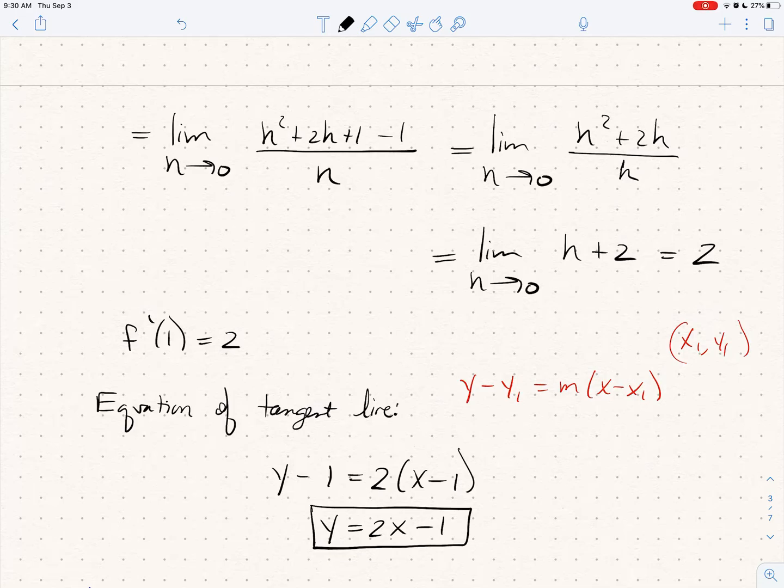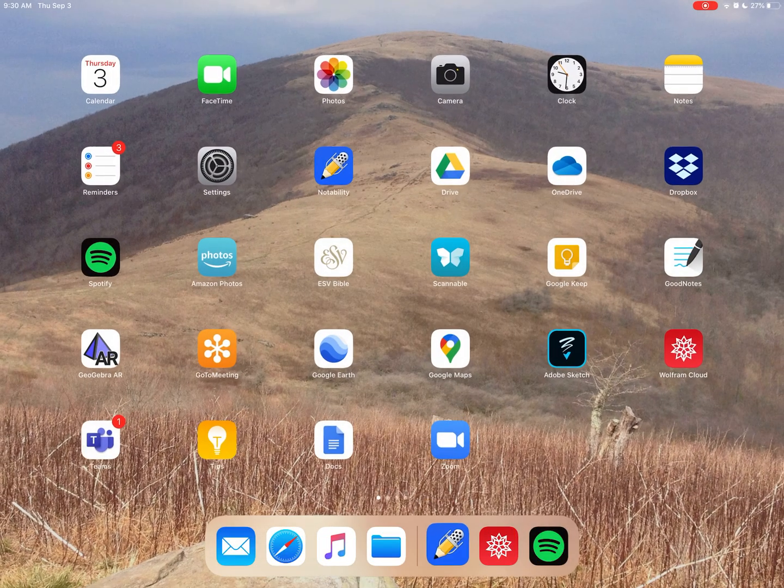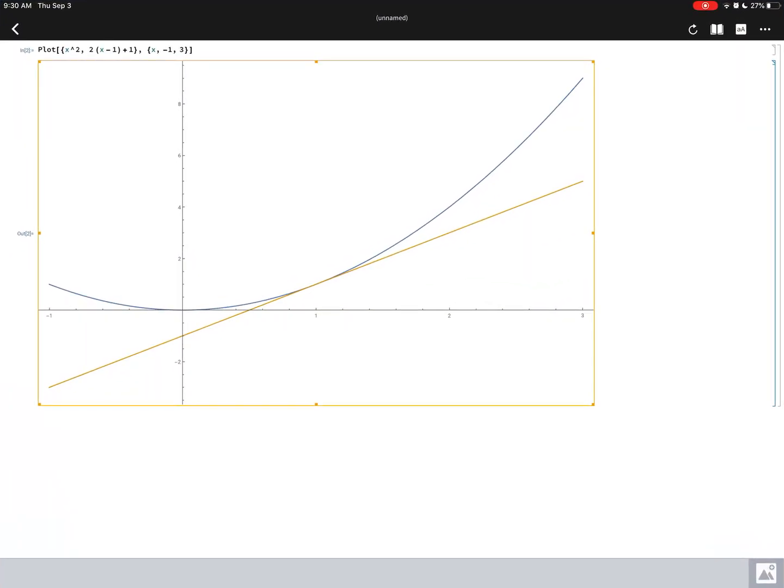So I want to switch screens with you. I've actually got a Mathematica app on my iPad here. I've gone ahead and typed everything in for you, and you can see I'm just using the basic plot function, and you can sure enough see that at 1, the yellow line, that's the equation of the tangent line we just found. It is lying tangent to x squared. All right, so let's go ahead and end this video here, and then we'll keep going in the next one.